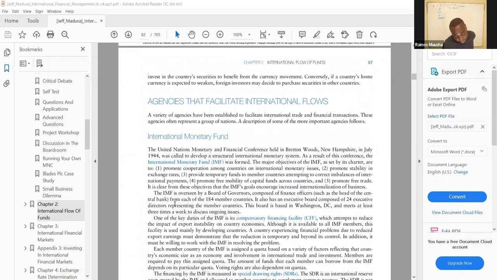Are there any questions from chapter 2? Any questions from chapter 2, which looks at international flow of funds? Are there any questions?